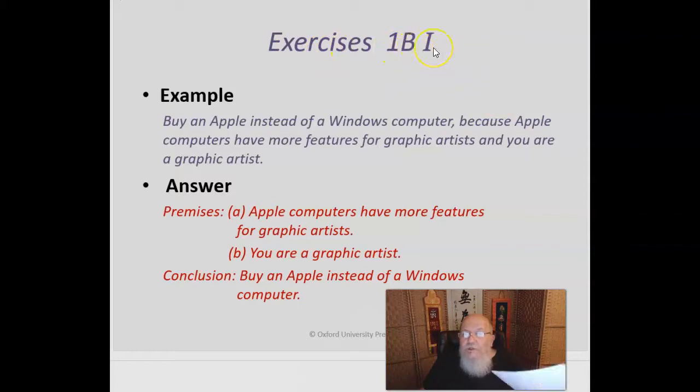Here's one of the exercises from your book that I'll be asking you to do. We have here, buy an Apple instead of a Windows computer, because Apple computers have more features for graphic artists, and you're a graphic artist. And here in the book, they want you to pull out the premises. There's a premise A and a premise B, and you have a conclusion. Now, in doing the homework, you can go ahead and put it into standard form instead of using the A and B like in the book. Where it has an A, you'd put a 1. Where it has a B, you'd put a 2. And where it has a conclusion, you can just put that slash. And we'll go ahead and put it into the standard form that I like to use in my classes.